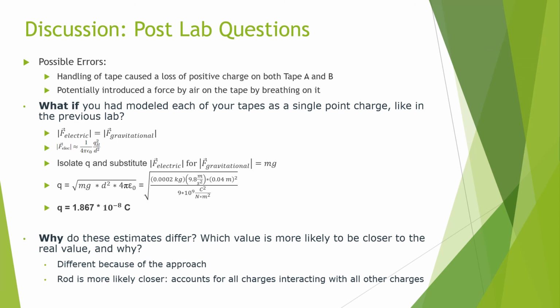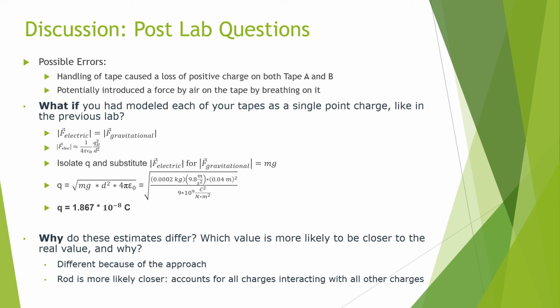And now some post-lab questions to end the video. Some possible errors that could have affected the results of the experiment include the handling of the tape causing a loss of charge on both tapes A and B through the fingers, and potentially introducing a force by air on the tape by breathing on it during the floating part of the experiment.